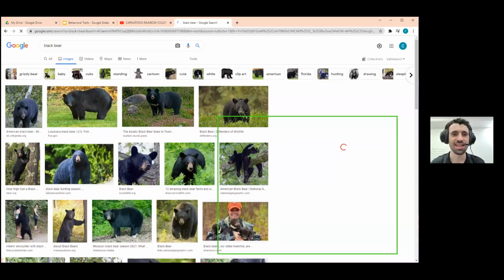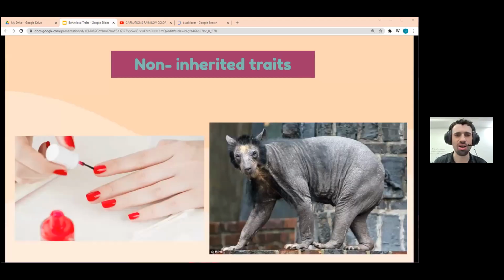Is this black bear with no hair inherited or non-inherited? Sarah, is this black bear with no hair non-inherited or inherited? Non-inherited, exactly. Ah, gross.